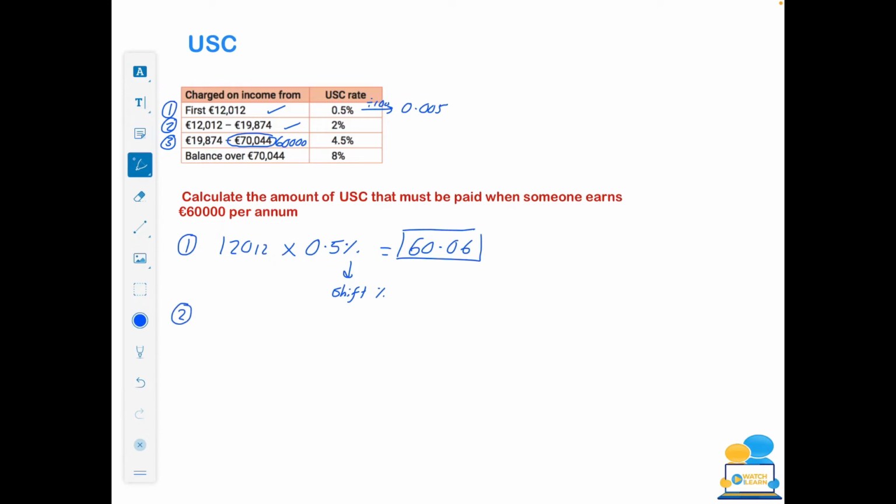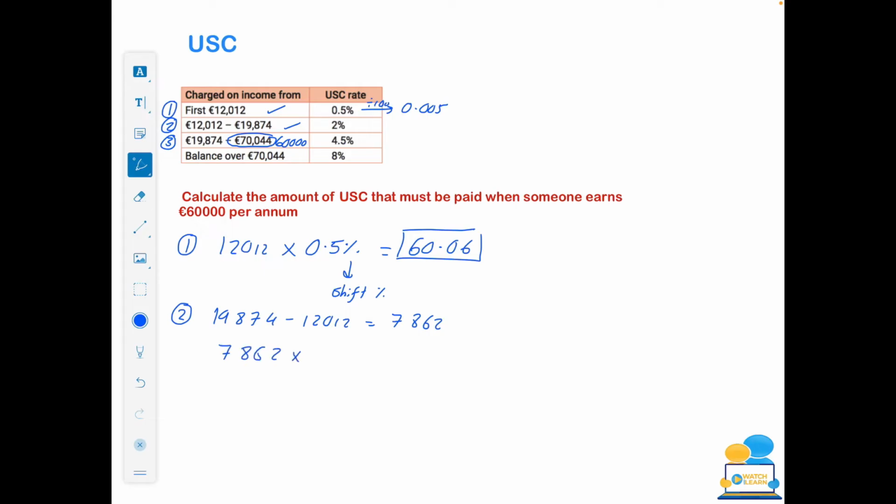Anything she earns between €12,012 and €19,874, she earns all that chunk. So I need to find out how much is in that chunk. So it'd be 19,874 minus 12,012. Inside that chunk there's €7,862, and she must pay 2% of that in USC.